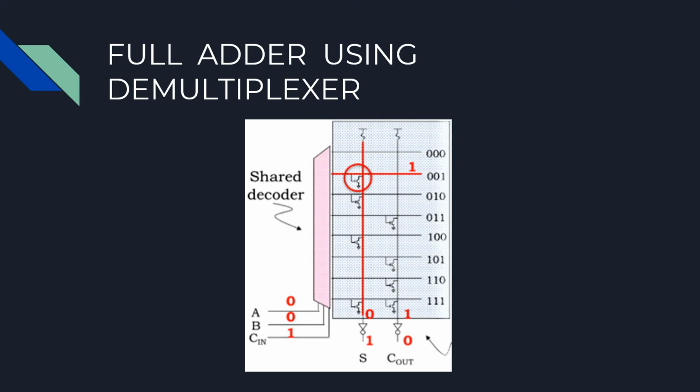Everyone has a big question. What is the main difference between a decoder and a demultiplexer? A demultiplexer will always have one input signal, whereas a decoder can have many input signals.